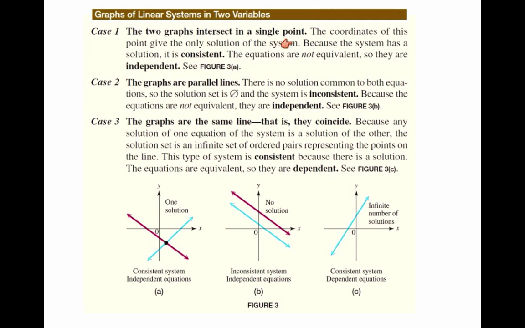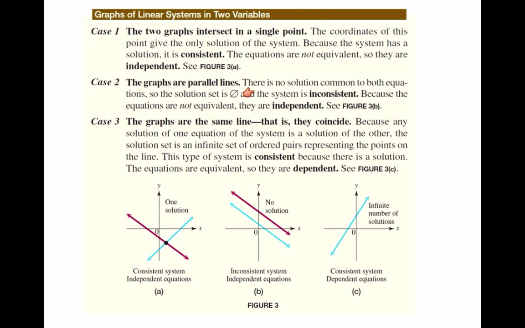Case number 1, the two graphs intersect in a single point. This is where we have two lines that intersect at some point, and this is the solution. And as you see, these two lines are not the same line, so we can call these independent equations. The two equations are either independent or dependent. It's pretty simple to remember which is which. If there are two separate lines, they're independent. So case number 1 is independent.